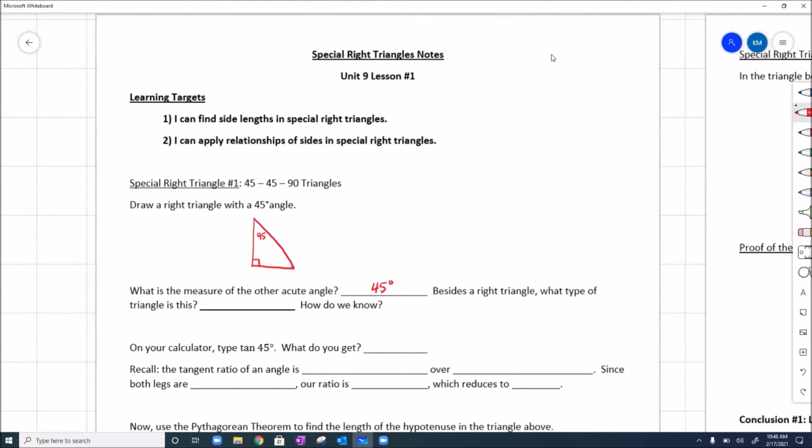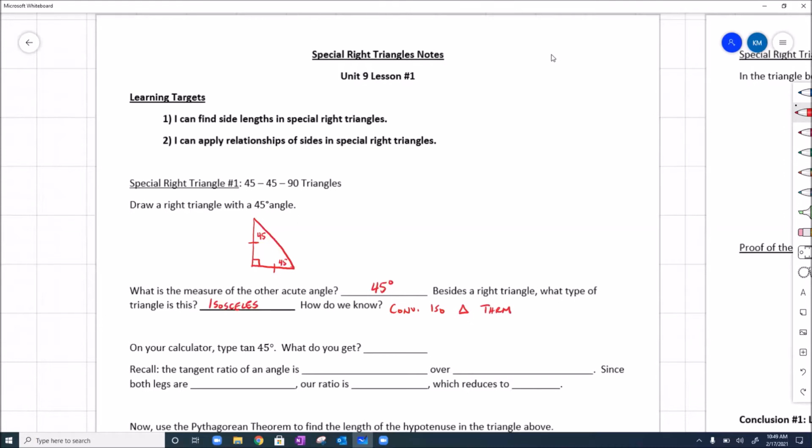Besides the right triangle, what type of triangle is this? Okay, so if we know that both of these angles are 45 degrees, this is an isosceles triangle. How do we know? Well, it's the isosceles triangle theorem, or actually the converse of the isosceles triangle theorem, which states that if the base angles of a triangle are congruent, then the sides opposite those angles are congruent. I guess I can write that down. Converse of isosceles triangle theorem.